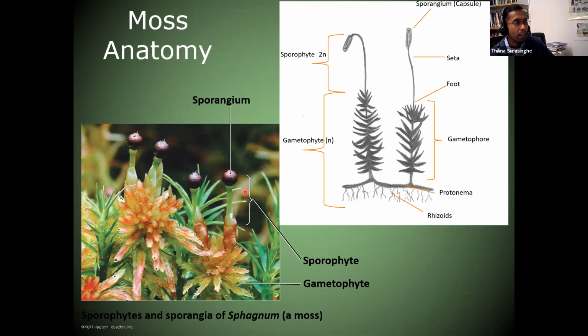In real life, the sporangium is on the top, and then you have the stalk, and then the foot, and collectively all of these are the sporophyte. Where do you find this sporophyte? Always on top of a gametophyte.